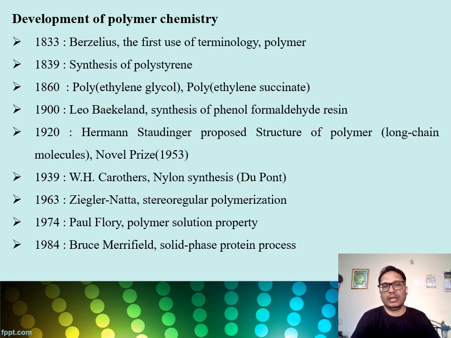In 1920, Hermann Staudinger proposed a structure for polymers, that is long chain molecules, for which he won the Nobel Prize in 1953. Again in 1939, W. H. Carothers invented nylon synthesis. In 1963, Ziegler and Natta invented a new phenomenon, that is stereoregular polymerization.